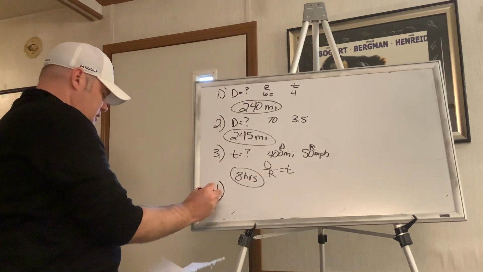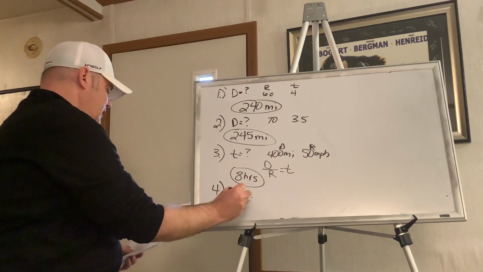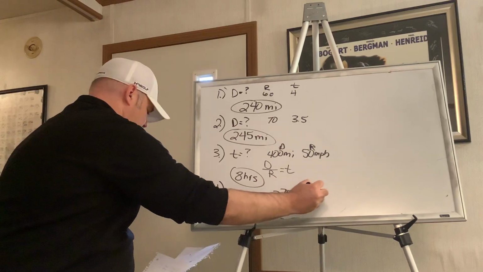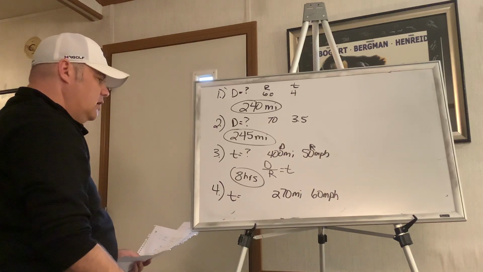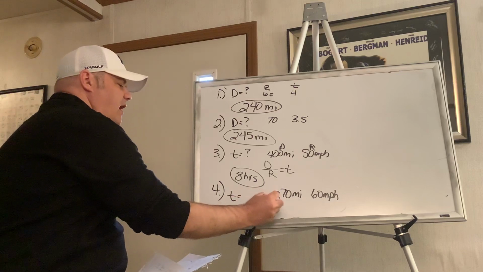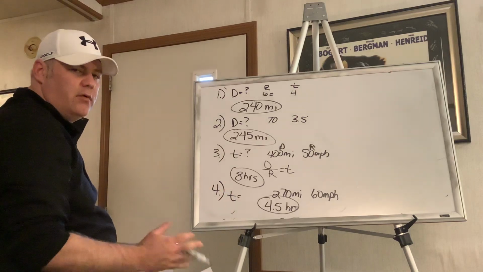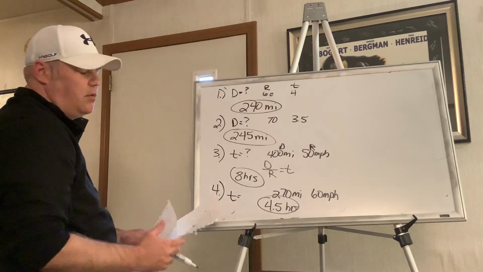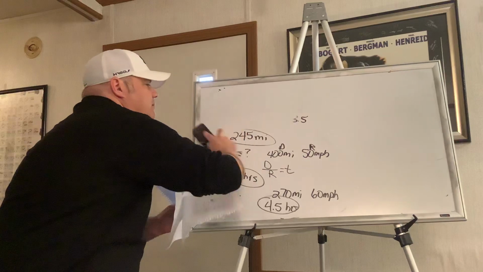And then I had you do the same thing where you had to find time and you went 270 miles and you went 60 miles per hour. You do 270 divided by 60 and you get 4.5. So it took you 4.5 hours. If you answered 4 hours 30 minutes or 4.5 hours, that is 270 divided by 60. So that was 4.5 hours. Okay. Then number 5 and 6.